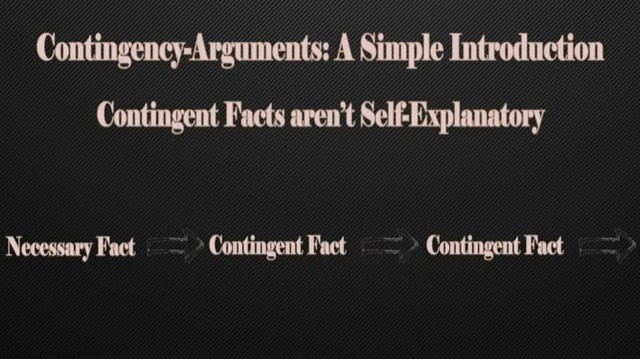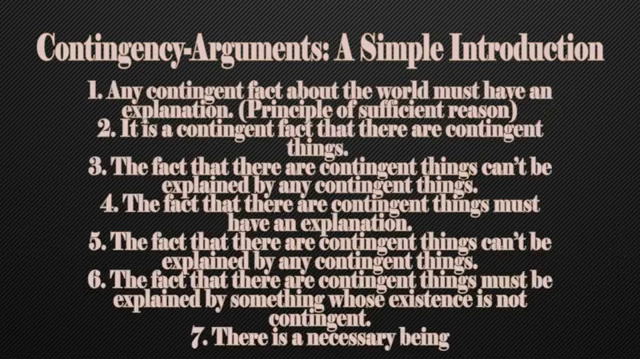Let us look at a formulation of the argument that seeks to capture the ideas of Gottfried Wilhelm Leibniz. 1. Any contingent fact about the world must have an explanation. 2. It is a contingent fact that there are contingent facts. 3. The fact that there are contingent things can't be explained by any contingent things. 4. The fact that there are contingent things must have an explanation. 5. The fact that there are contingent things can't be explained by any contingent things. 6. The fact that there are contingent things must be explained by something whose existence is not contingent. 7. Therefore, there is a necessary being.